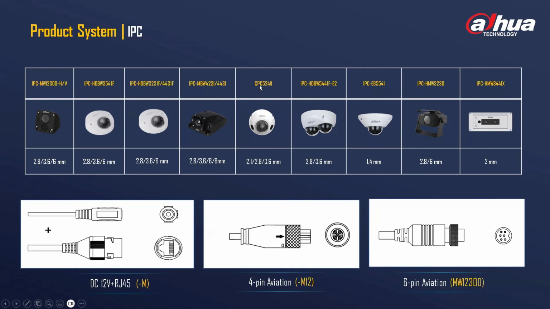Then we have this CPC524. This is another type, also coming in different variations. It's a new model. I'm thinking it will even phase out these two models. Then we have the 5441F-E2, which is 2.8 and 3.6 millimeters. Then we have the fisheye series for the same. Then we have this HMW 3230, which is 2.8 and 6 millimeters. Then we have the people counting dual lens camera, which is 2 millimeters. So a very wide angle of view.